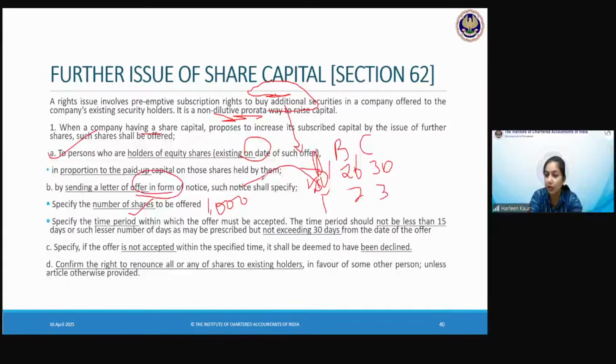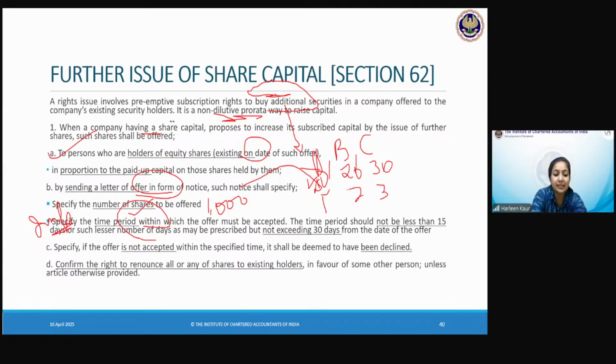The way you do pro rata allotment for allotment of securities, the same principle of pro rata will be applied here. But you don't have to go into the numerical part. You simply have to understand that the letter of notice will be sent where the number of shares will be offered. After that, this point is very, very important with respect to law. You will specify the time period within which the offer should be accepted. Now, what is this time period? Law says that this time period should not be less than 15 days, but not exceeding 30 days.